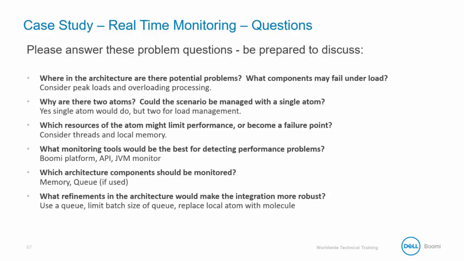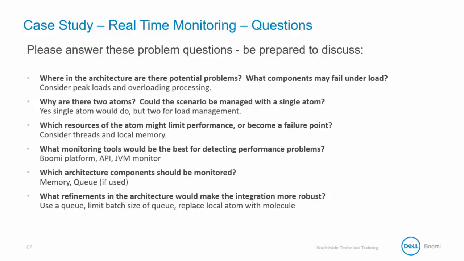The next question asks which resources of the atom might limit performance or become a failure point. First, you want to consider the threads in the atom clouds. You have a limit of the number of threads that can work and they can stack up and cause slowness. Also, you want to consider the threads and memory in the local atom. You can have multiple threads running, but if you're low on memory, multiple threads won't help you very much.